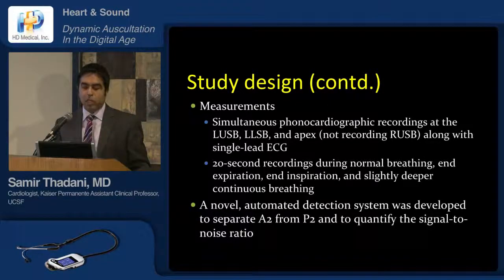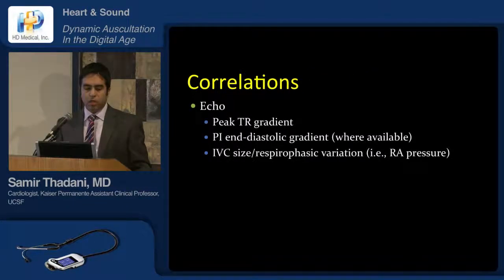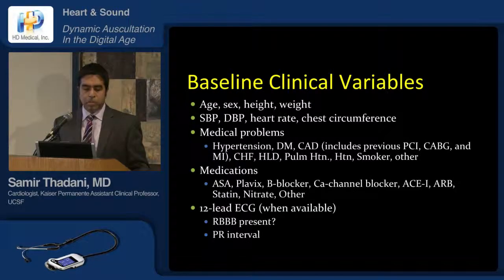Twenty-second recordings were done during normal breathing, expiration and inspiration, and slightly deeper continuous breathing. Then we used a novel automated detection system to separate A2 from P2 and to quantify the signal to noise ratio. The correlations were with echo, using the peak TR gradient as a surrogate for PA systolic pressure. The PI end diastolic gradient was used for PA diastolic pressure, and the IVC size and variation for RA pressure. Again, we obtained some baseline clinical variables, as well as a 12-lead ECG where possible.